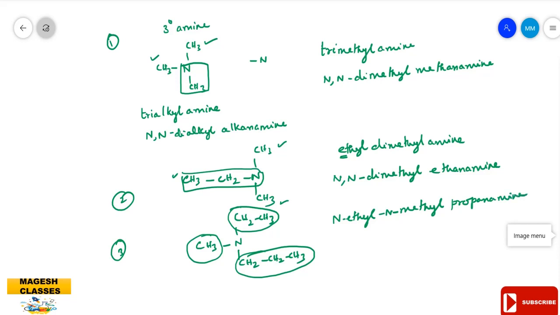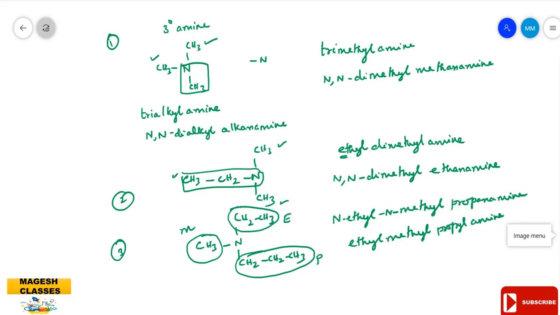So it is the IUPAC name. In the common name system, it is a methyl group, an ethyl group, and a propyl group. So alphabetical order, ethyl is first: ethyl, methyl, propyl amine.